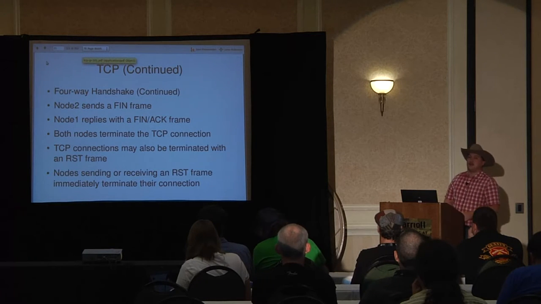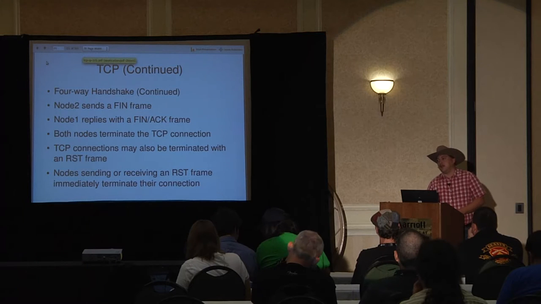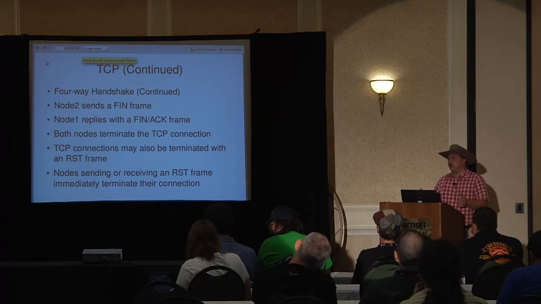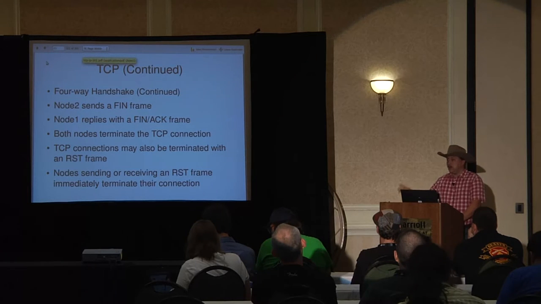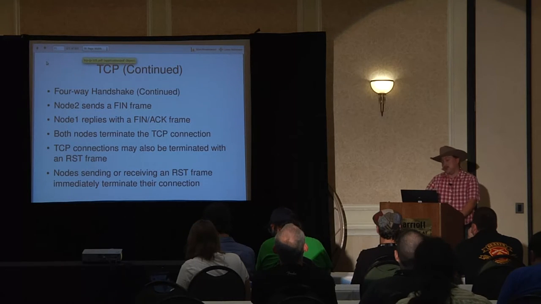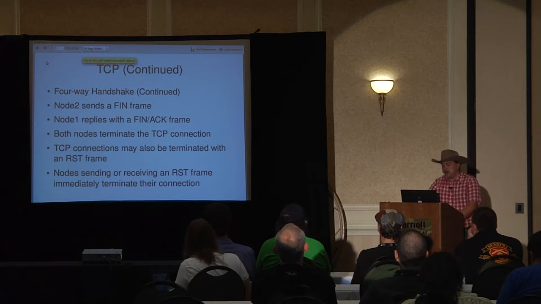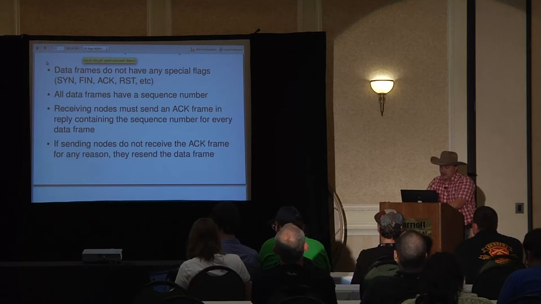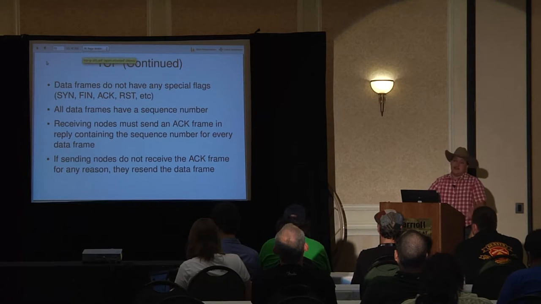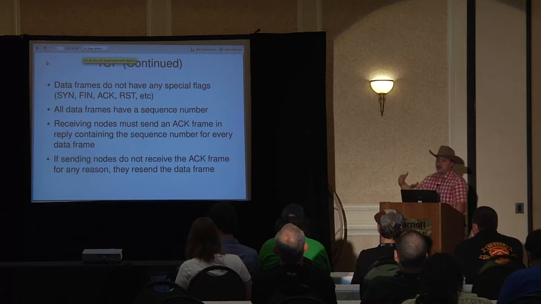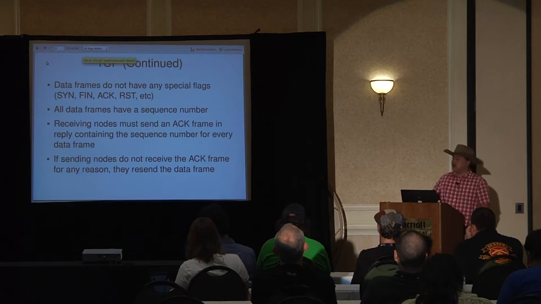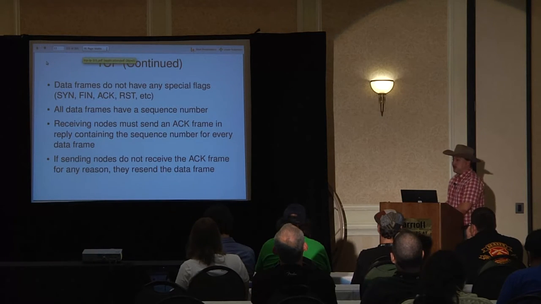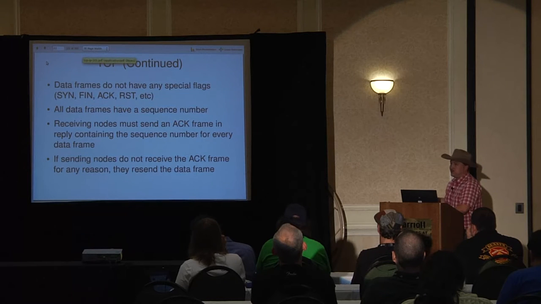Imagine your router or whatever is just getting completely flooded. It can say RST and start shutting some of this down, or it can just silently drop it, and TCP will slow down. But data packets, like GET index.php, or here's your document, here's your ISO, don't have any special flags. They're just raw. All those flags are set to binary zero.